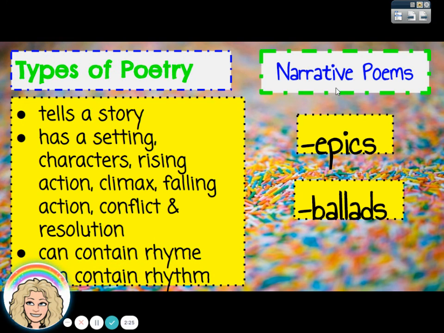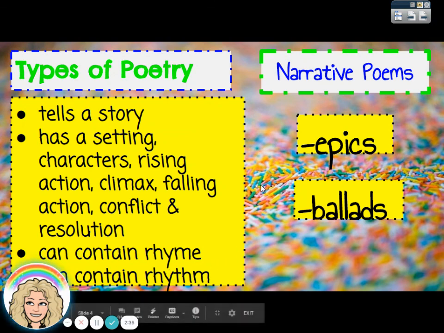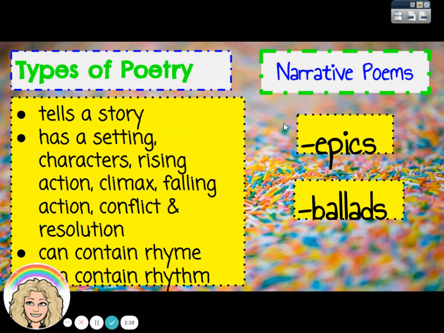Then you have narratives. Narrative poems tell a story. They have setting, characters, rising action, climax, falling action, conflict, resolution. They can also contain rhyme and rhythm, just like a lyric poem. The two types of narrative poems that we learn about in sixth grade are epics and ballads. Epics are when the main character goes on some type of journey, and a ballad is just a song that tells a story.